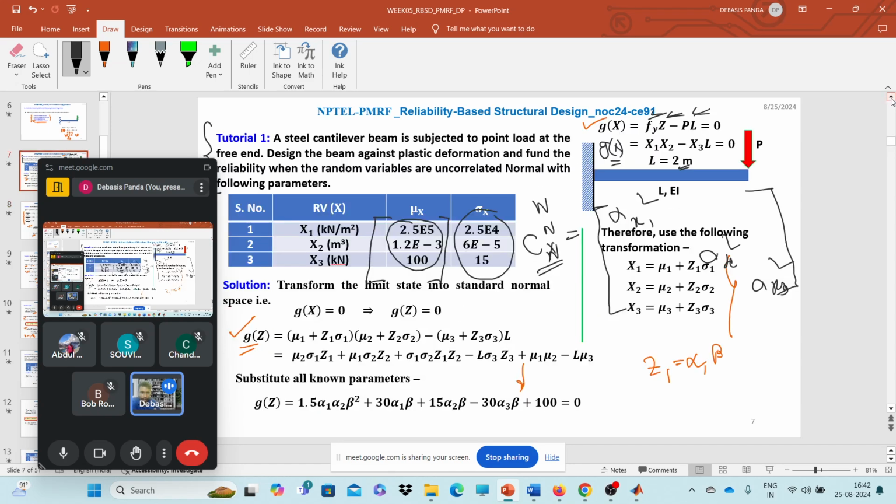In deterministic design we always do the design following the mean value. Mean means, for example, what is the E of your steel? 2 into 10 to the power 5 MPa, we all know. But this is the deterministic value without considering any randomness. Now if there is randomness in your limit state, how can you find out the final values? That was the first question.